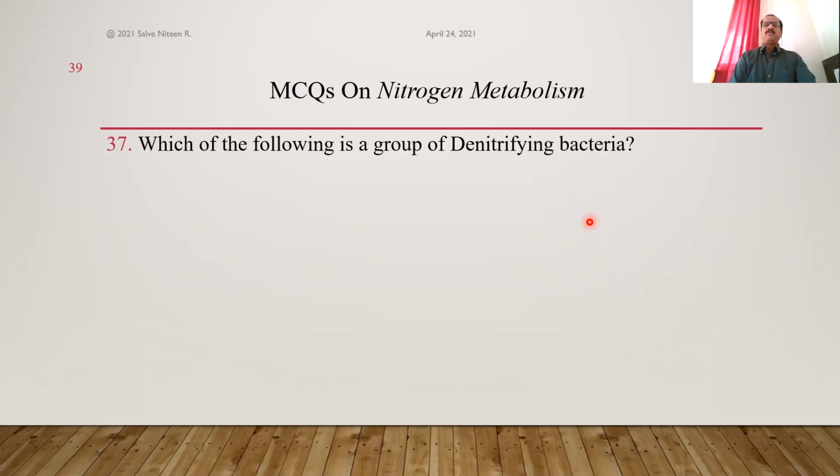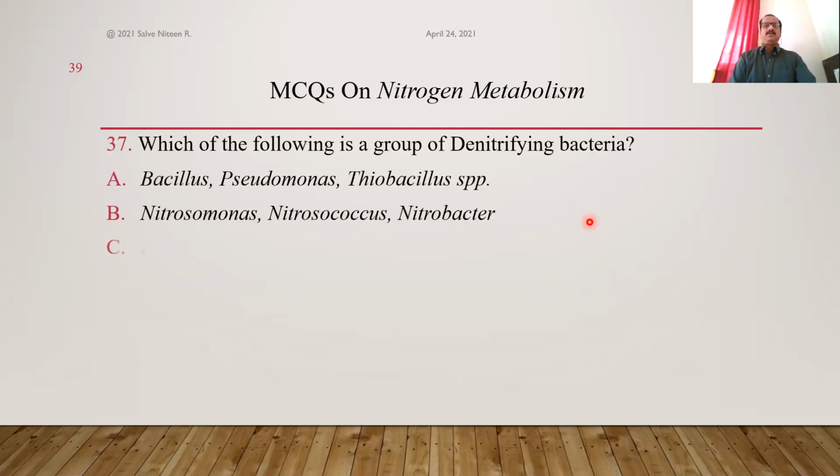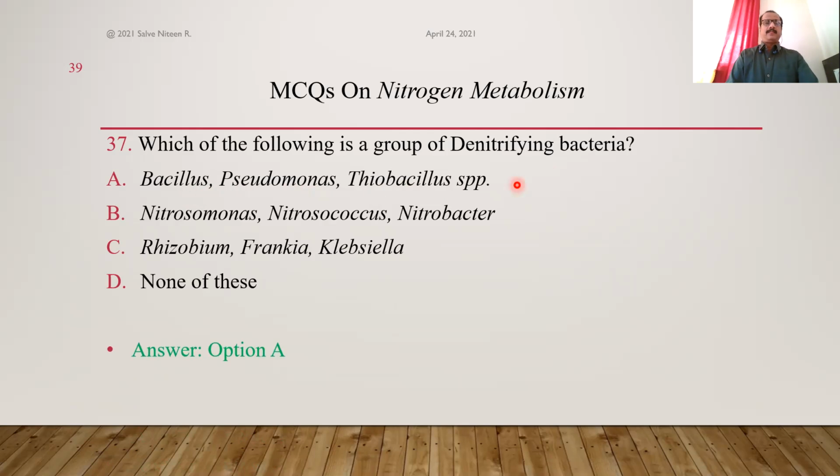Which of the following is a group of denitrifying bacteria? Various bacteria are given and you have to identify which is the denitrifying group. So A is the answer. Bacillus, Pseudomonas, and Thiobacillus are all species of denitrifying bacteria. Specifically, Thiobacillus denitrificans, Pseudomonas denitrificans, and Bacillus denitrificans. They cause denitrification, that is, conversion of nitrate to nitrogen. So A is the answer here.